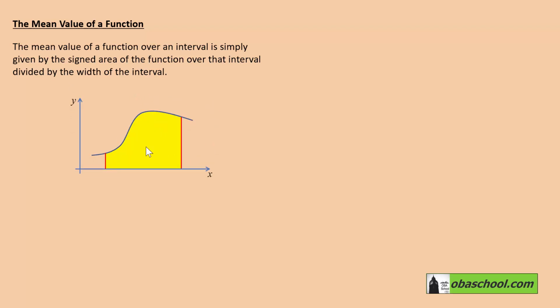So if we have a function like this, and this is the area between the curve and the x-axis, between a and b, then the width of the interval here is b minus a. So the mean of the function over this interval is 1 over b minus a, so 1 divided by the width of the interval, multiplied by the integral from a to b of f of x dx.